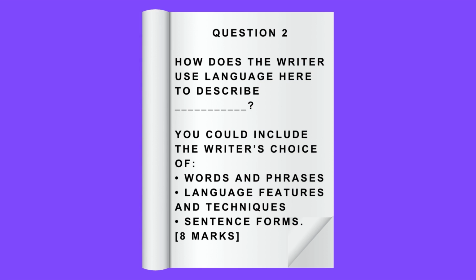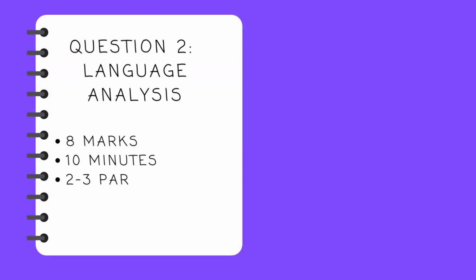Question 2. This is the language analysis question. Again, you will be given a specific section to analyse. The question will ask you, how does the writer use language here to describe, and then they'll give you a particular topic. You could include the writer's choice of words and phrases, language features and techniques, sentence forms. This is worth 8 marks. You should spend 10 minutes on this question and look to write 2 to 3 paragraphs.